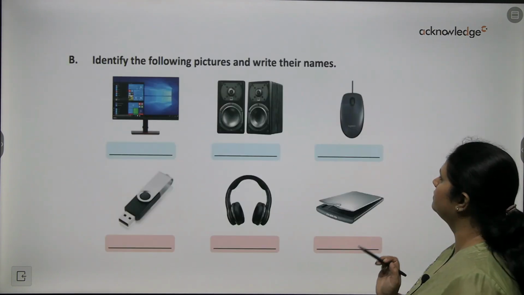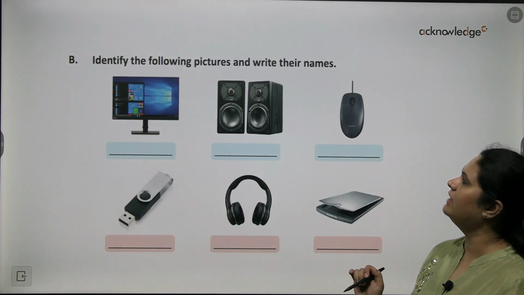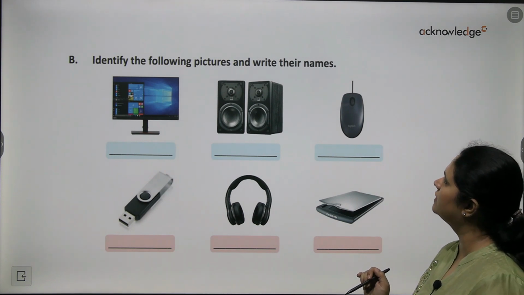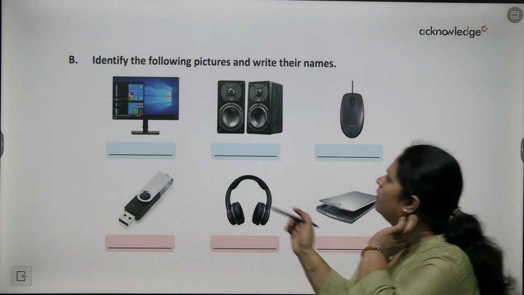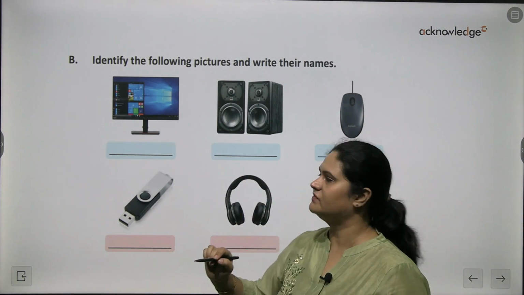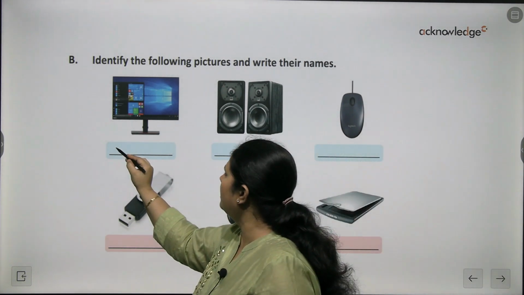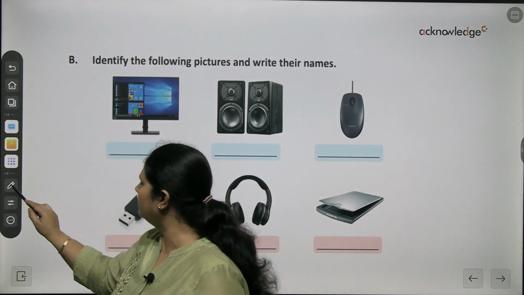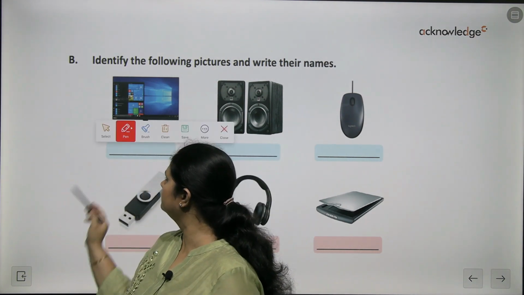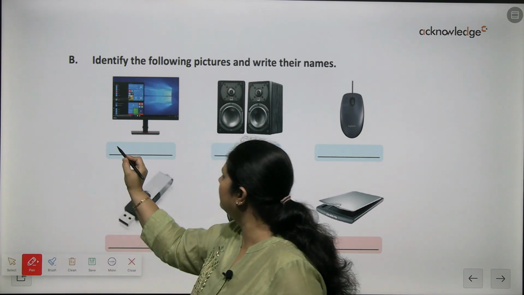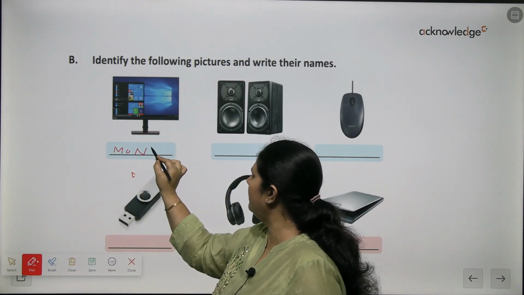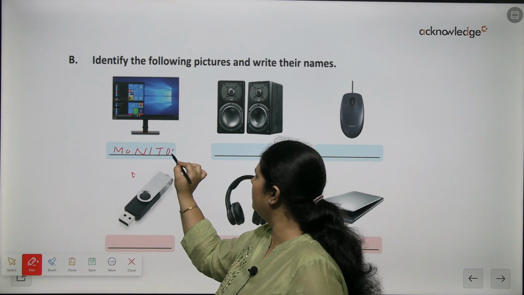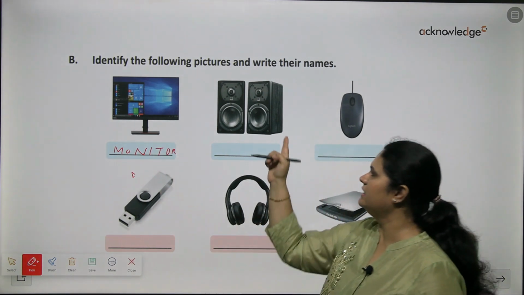Very good. Let's proceed. Now, we will identify the following pictures and write their names. So, what is this first picture? This is a monitor. Let's write it down. This is a monitor. M-O-N-I-T-O-R.